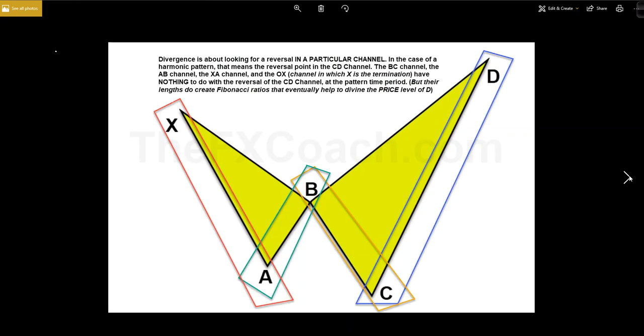Now, what I've been saying in the previous teachings on divergence is you have to measure divergence inside the channel of your price move. Which means if I'm trying to see where the D is reversing, what I'm really looking for is the D reversing in that blue channel. Let me say that again. I'm looking for D to reverse inside that blue channel.